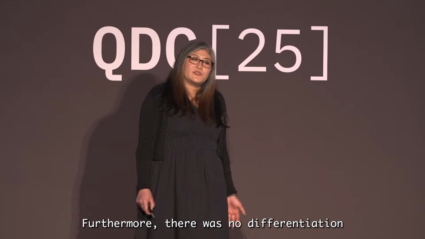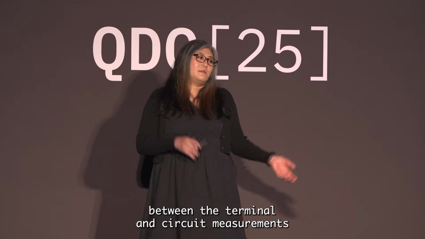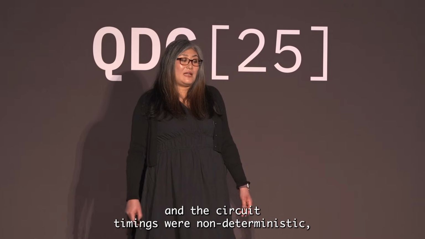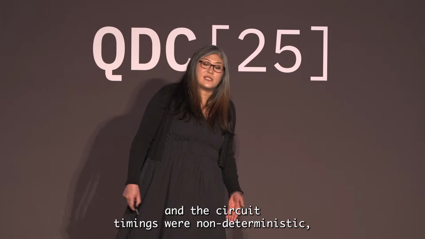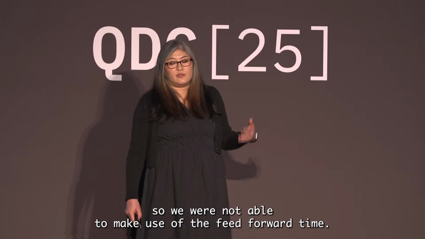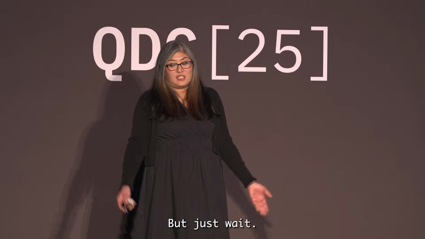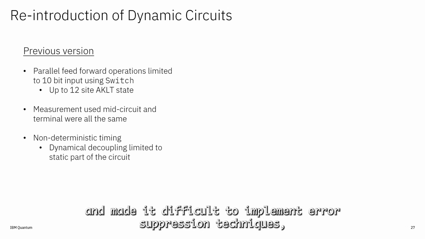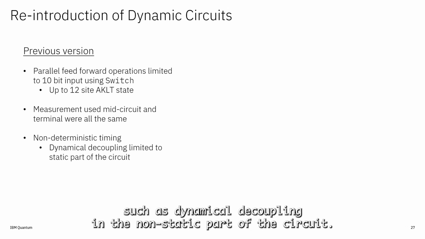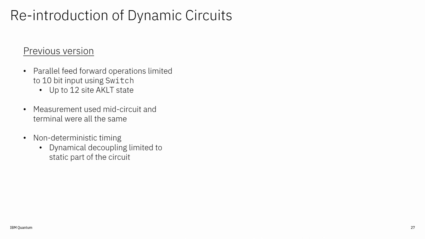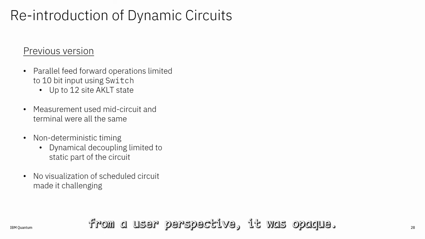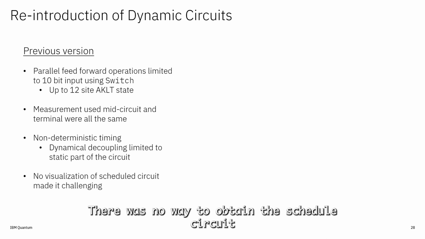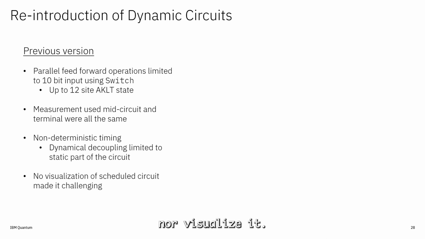Furthermore, there was no differentiation between terminal and mid-circuit measurements. And the circuit timings were non-deterministic, so we were not able to make use of the feed-forward time, but just wait. This prohibited application of any instructions during the idling time and made it difficult to implement error suppression techniques, such as dynamical decoupling, in the non-static part of the circuit. Lastly, from a user perspective, it was opaque. There was no way to obtain the scheduled circuit, nor visualize it.